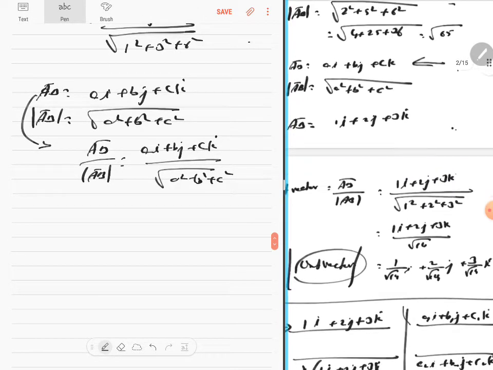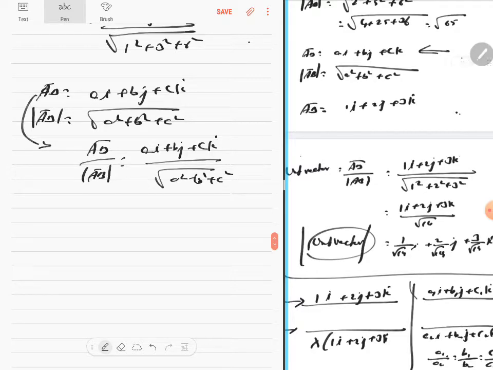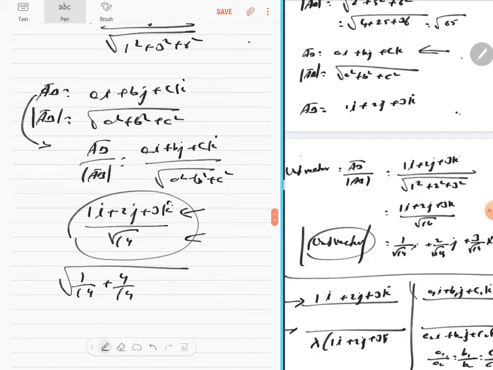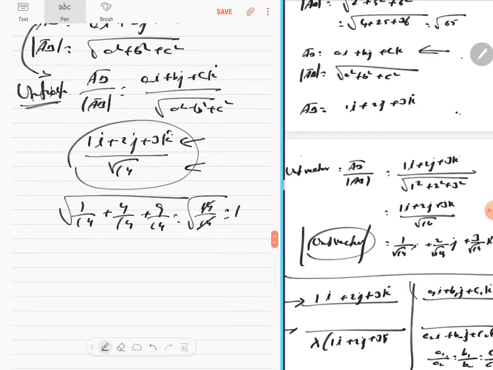The unit vector is the one whose magnitude is unity. Look at this: I have found a unit vector in the PDF, 1i plus 2j plus 3k divided by root 14, the vector divided by its magnitude. If you find the magnitude of this vector, it will be the root of 1 by 14 plus 4 by 14 plus 9 by 14, which is root of 14 by 14, that is 1. The meaning of a unit vector is that the magnitude of that vector is unity.